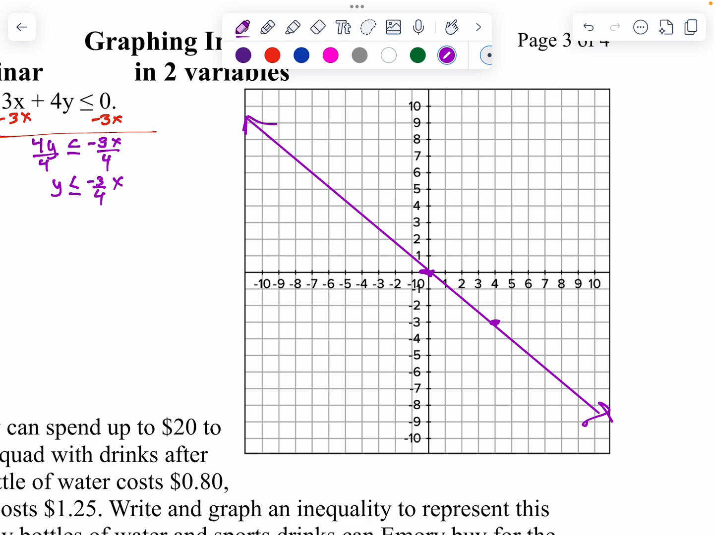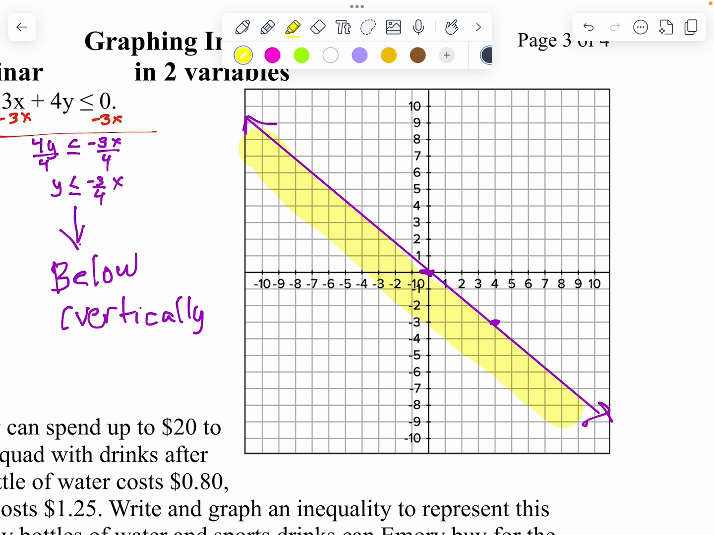Now the nice thing is when you write it in slope-intercept form, you can just look at the inequality. By the way, if I pick a test point, don't pick 0, 0, because 0, 0 is on the line. It'll be true no matter what. Less than means below my line. I can't do that when it's in standard form, but I can do it in slope-intercept form. And when I say below, I mean vertically. So I'm going to go down from my line, and that's the section of the graph I'm going to shade. So I'm going to shade below my line, and that's going to give us our inequality.